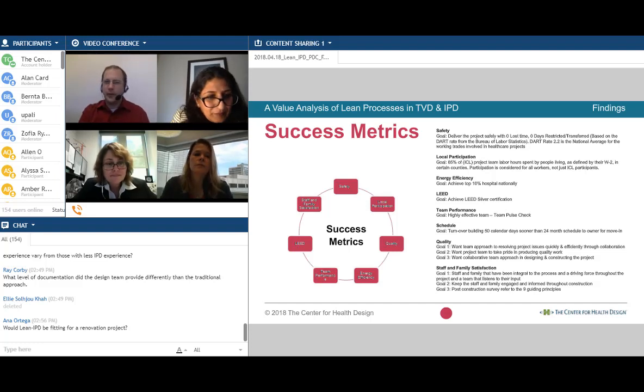We're running out of time for questions here, and there's so many great ones. A quick and easy one is, would Lean IPD be fitting for a renovation project?